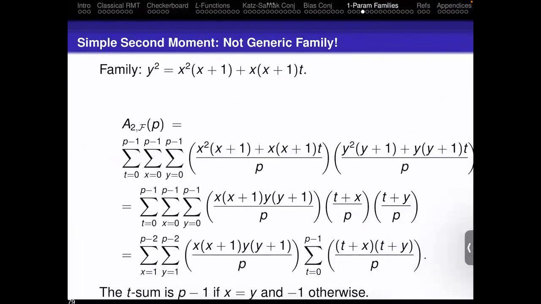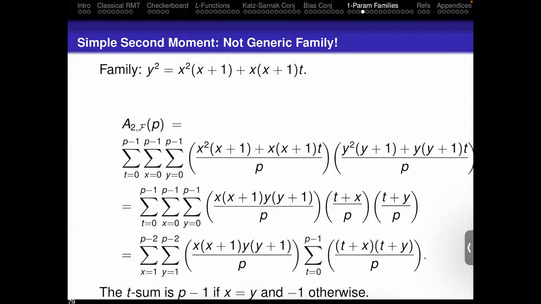If I want to do the quadratic case, and try to find the second moment, now I would have to square it. So I'll use x and y as my 2 variables. This is the one I can do. I can just keep pulling out the x plus 1, y plus 1, and now I get a sum of t plus x and t plus y. This is a quadratic sum in t. We can do this quadratic sum in t. And it turns out that the sum is going to be p minus 1 if x equals y and negative 1 otherwise.